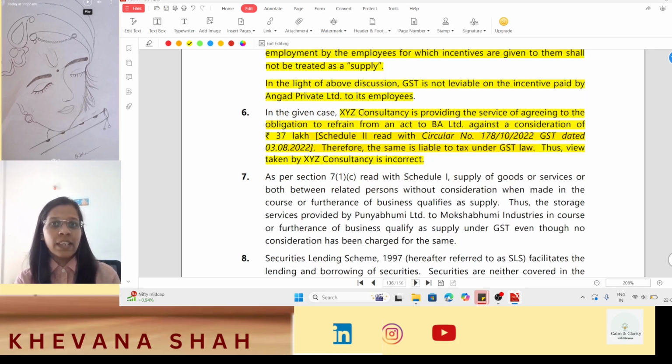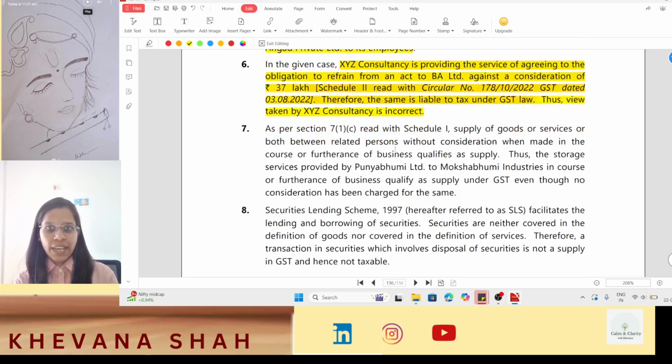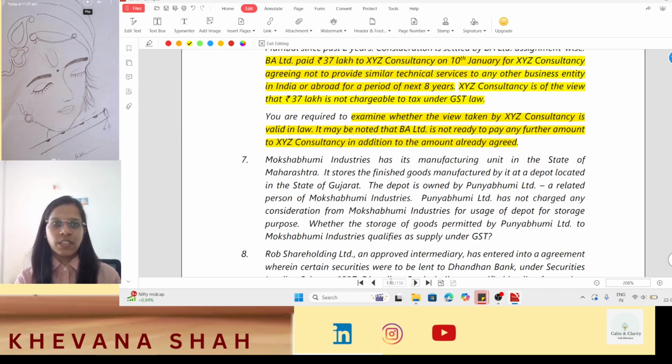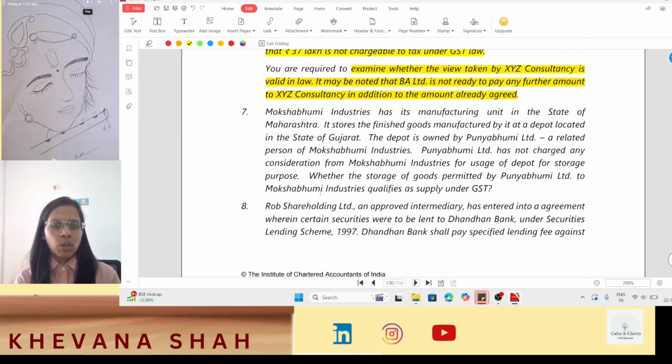See what is given. XYZ Consultancy is providing the service of agreeing to an obligation to refrain from an act. So, not to act in a certain way, and for that they are getting a consideration of 37 lakhs, which as per Circular number 178/10/2022 is a specific supply. So the same is liable to tax under GST law, and the view taken by XYZ Consultancy is incorrect. Moving on to the next question, we have Moksha Bhumi Industries, question number 7.